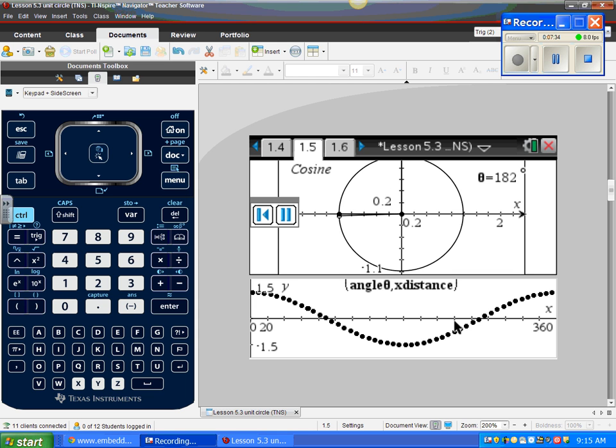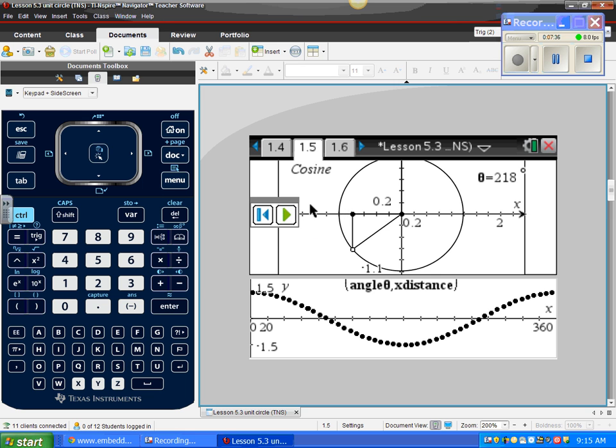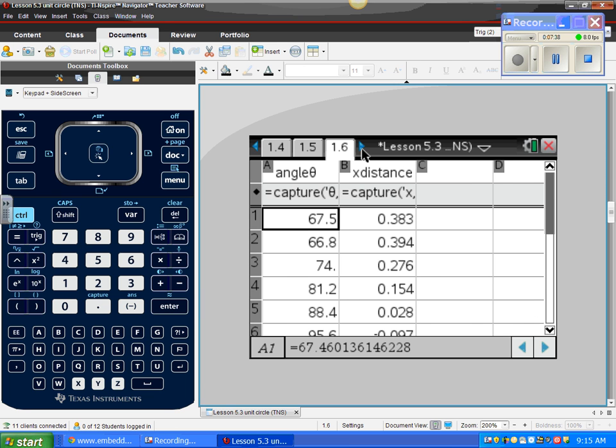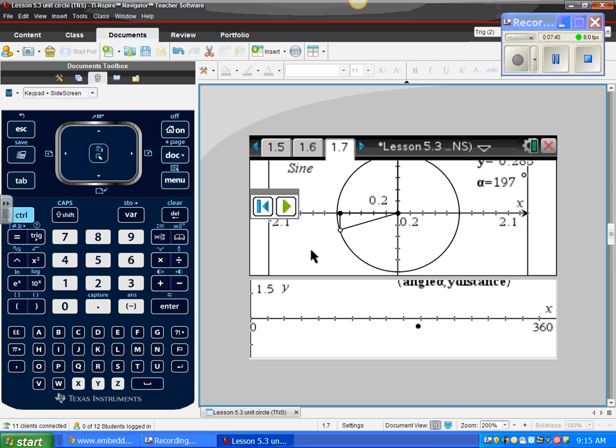Okay, so now let's talk about sine. Go on to the next page. Well, page after, that's your data capture. Okay, so we're not starting at 0. I'm starting at 197. I apologize. I need to adjust that. So go ahead and press play.